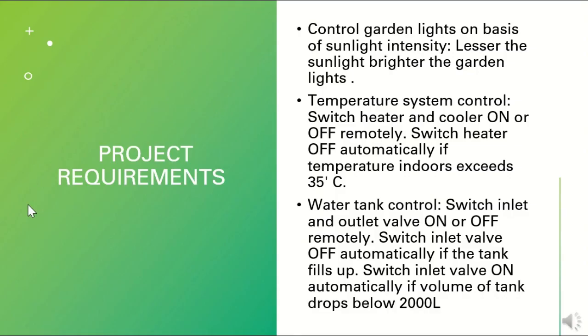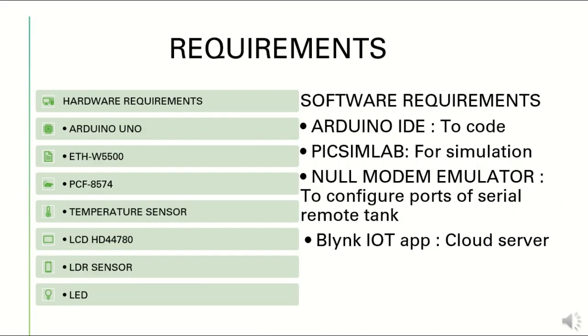Project requirements are to control garden lights on the basis of sunlight intensity, where the lower the sunlight, the brighter the garden lights, along with temperature system control and water tank control. The hardware requirements are Arduino UNO, Ethernet W5500, PCF8574, temperature sensor, LCD, LDR, and light emitting diode. All these operations will be done by the Blynk IoT app.